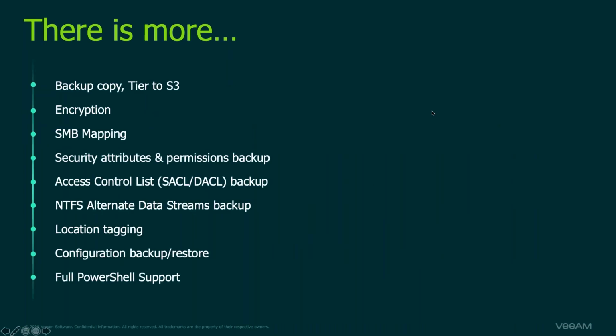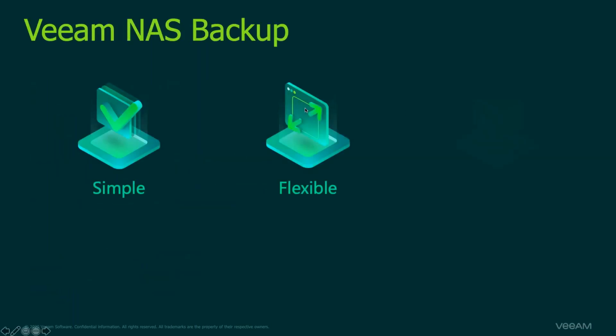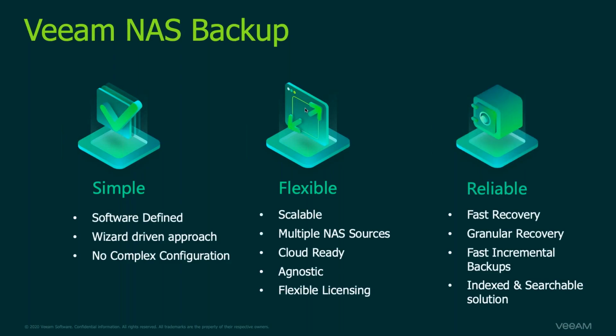There's a lot more. Obviously, I can't go through everything. I've only got an hour, but there's a big focus. I tried to touch on everything: the backup copy, being able to tier to S3, the encryption keys, SMB mapping, security attributes, things like access control, location tagging, and full PowerShell support, etc. These are really the key areas that I want you to remember. Software defined. We don't have an appliance.